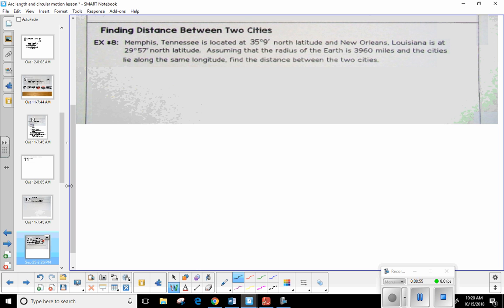Minutes. Okay. North latitude of New Orleans, Louisiana, which is at 29 degrees 57 minutes north latitude. Assuming that the radius of the Earth is 3,960 miles and the cities lie along the same longitude, find the distance between the two cities.